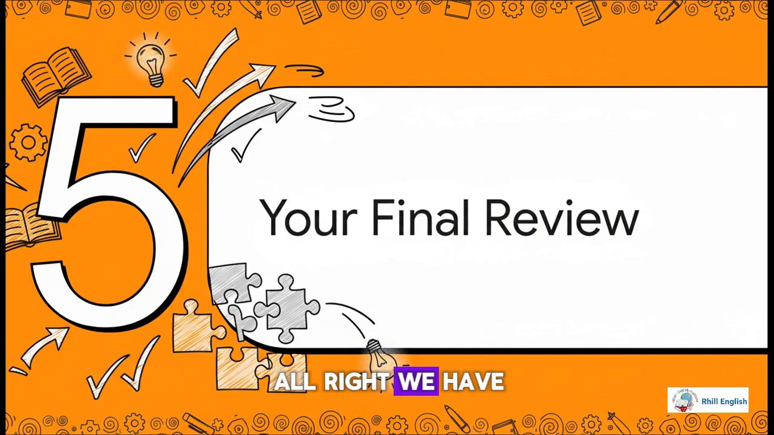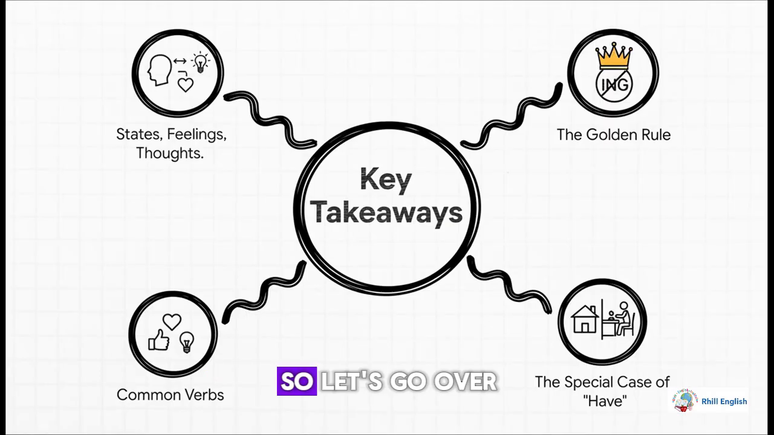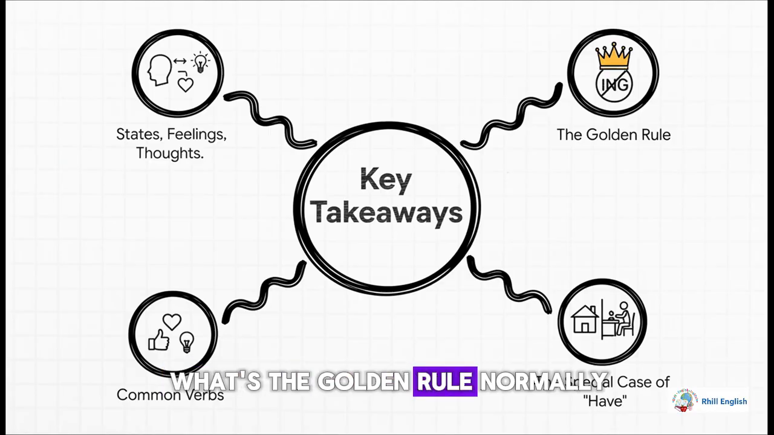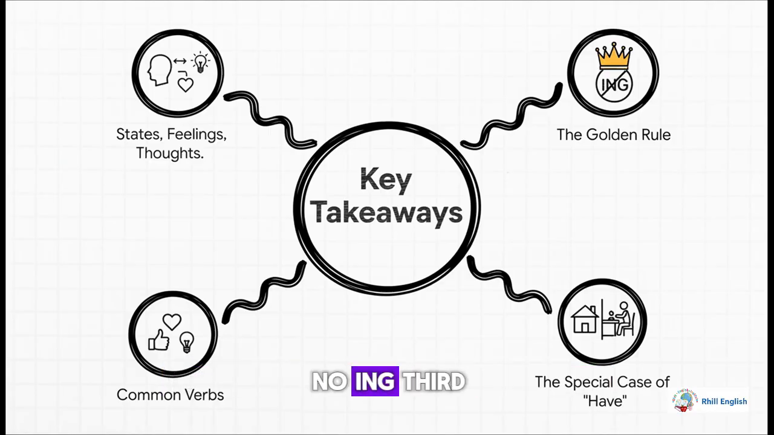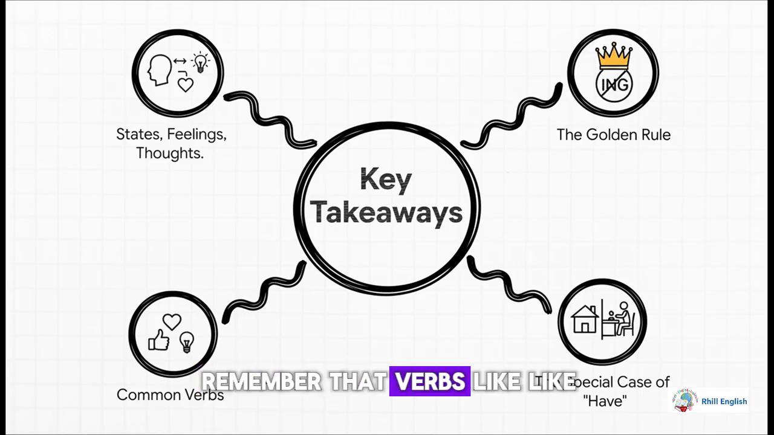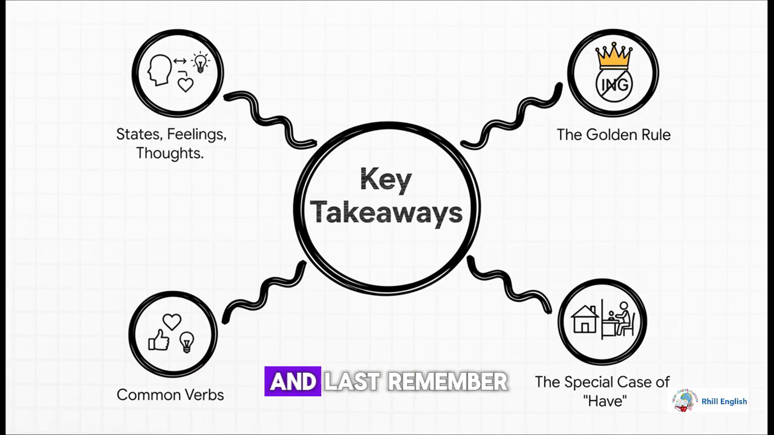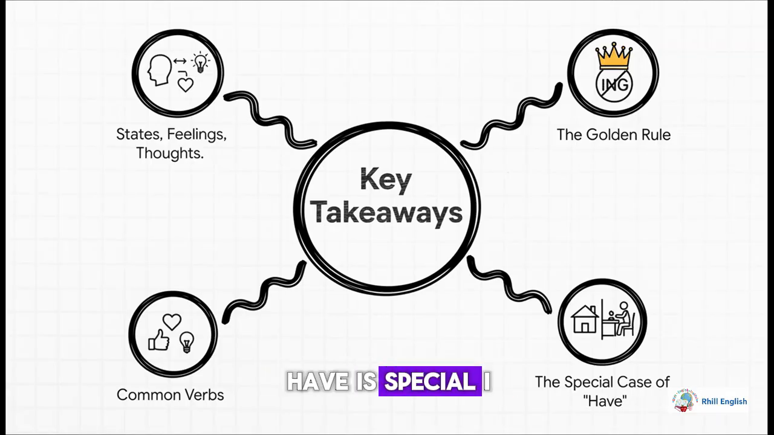All right, we have covered a lot. Let's do a quick final review of everything we learned today. So, let's go over the main points. First, stative verbs are for states, like feelings and thoughts. Second, what's the golden rule? Normally, no ing. Third, remember that verbs like like, want, and know usually don't use ing. And last, remember have is special. I have a pet is a state. I am having lunch is an action.